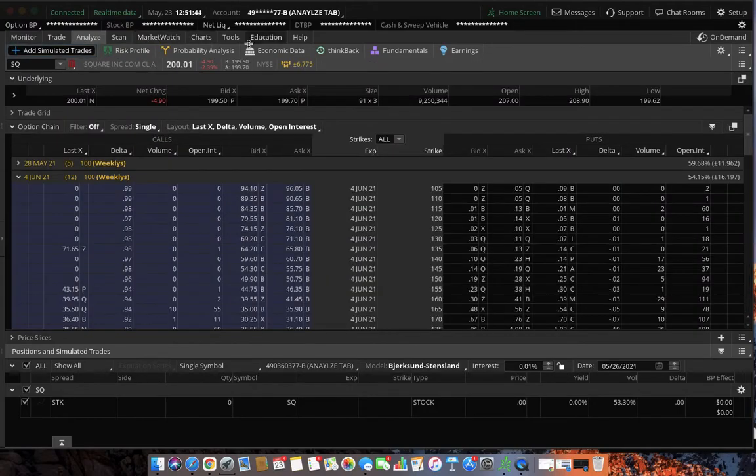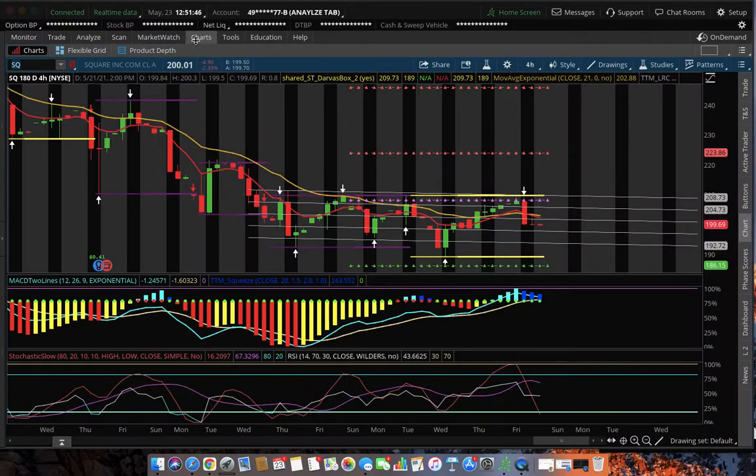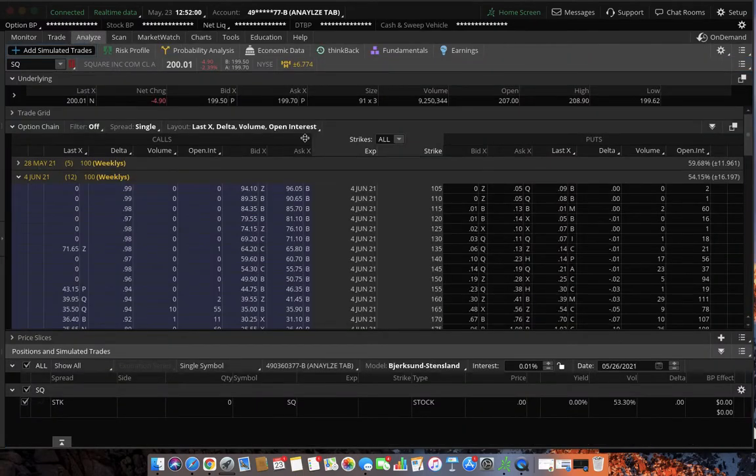So the first thing I want to do is act like we were looking at a chart, and I'm just looking at Square on a 4-hour, and I'm thinking, you know what? Oh, maybe he's going to go up. So instead of going over to trade, I'm going to go to analyze and see what that looks like. So when I hit the add simulated trade, it brings me to the trade grid.